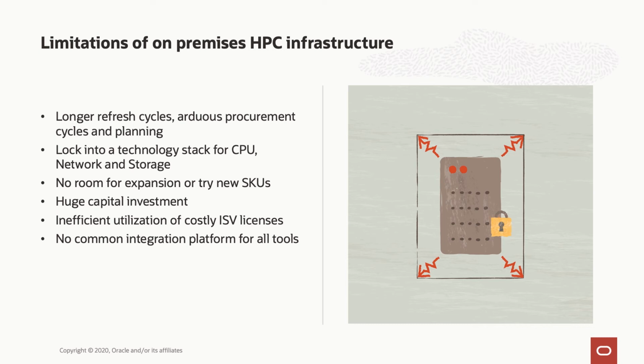While high performance computing is enabling all these new use cases for digital product design, companies are still constrained by the scale and economics of on premises HPC infrastructure. The on premises HPC procurement cycles are long and arduous. They lock you into a technology stack of CPU, network, and storage for 3 to 5 years. There is no room for expansion because of physical constraints, and also it has a huge capital spend. Also, it becomes really hard to innovate if you don't have access to latest hardware that can support new trends in computing.